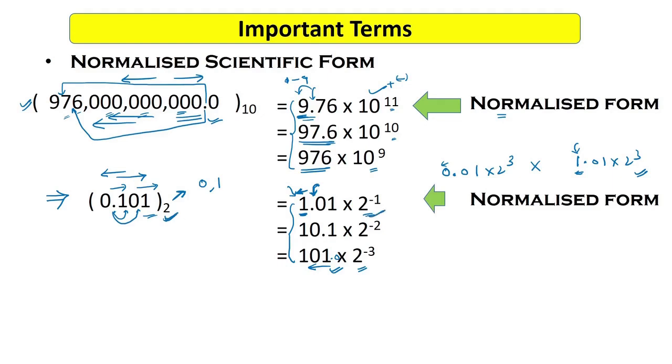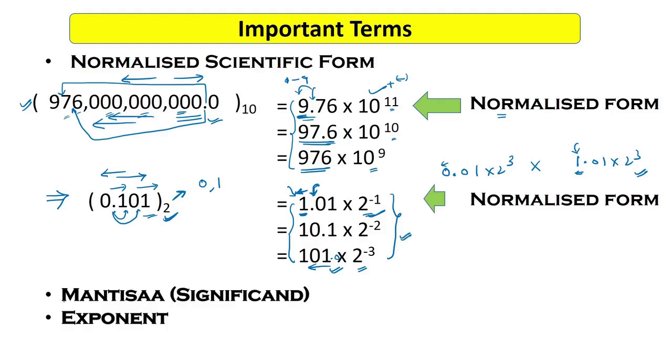So this form is only the normalized form. In IEEE 754, we are interested in the normalized form with respect to our binary form. So we will be talking about this normalized form in our IEEE 754. Now we have the other terms also, mantissa and the exponent. So basically what are these?